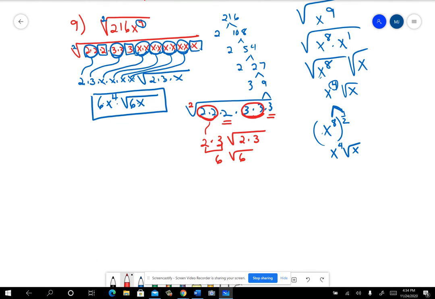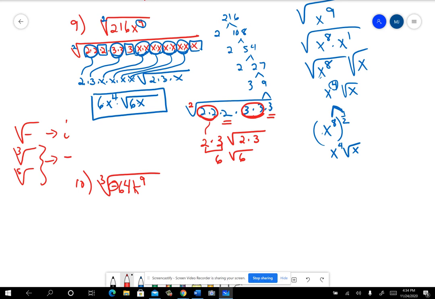Okay, let's do another one. The next one involves a cube root. So this is number 10. It has the cube root of negative 64 k to the 9th. Now this is something to be careful about. We've already had this happen before. A negative underneath the radical, like if you have a square root with a negative, is going to give an i. But if you have a cube root or a fifth root with a negative, those just lead you to a negative number.